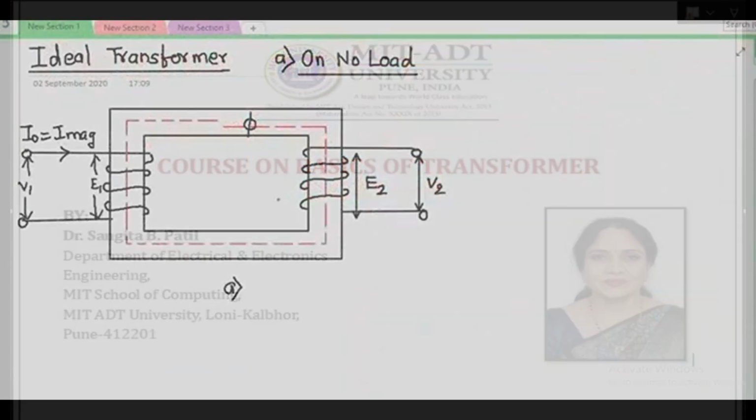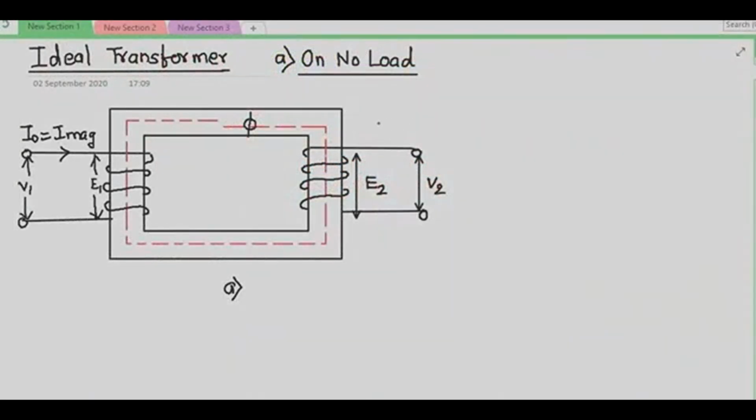So let us start with the ideal transformer. What do you mean by ideal transformer? In actual practice there is no transformer which is ideal. However, the concept of ideal transformer is very useful in developing, step by step, the theory of the practical transformer. So what is an ideal transformer?